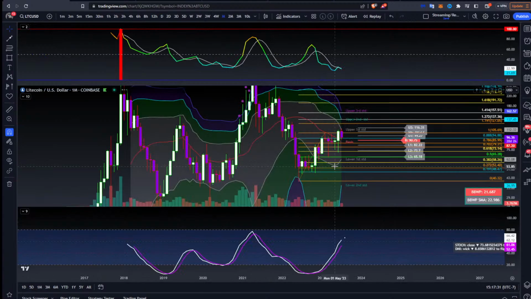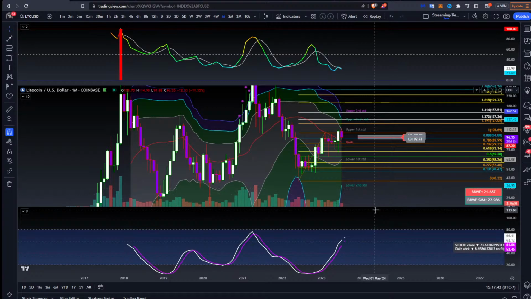From the monthly perspective, yeah, 73. You don't want to see any closures back near that 618 again. That would be bad, especially any closures below that 618 of the move.